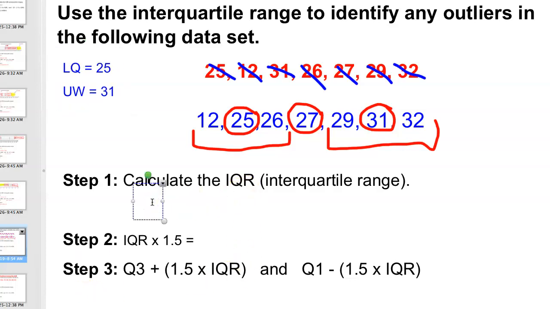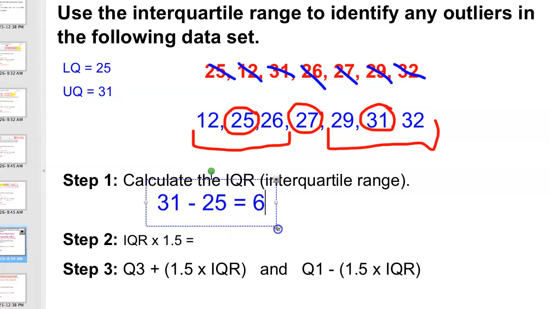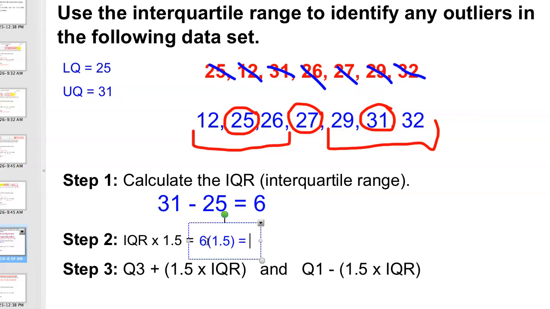So now to find the interquartile range, I put a W there, sorry. 31 minus 25, right? The range is the upper quartile minus the lower quartile, and that is 6. Okay. Now I have to take that number and multiply it by 1.5. So 6 times 1.5, half of 6 is 3. So 6 plus 3 is 9. So 6 times 1.5 is 9.